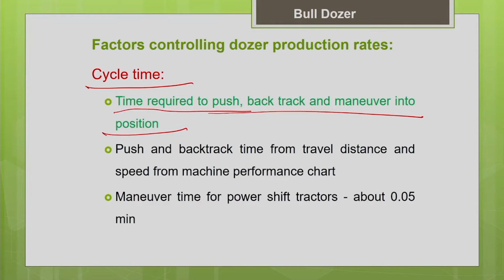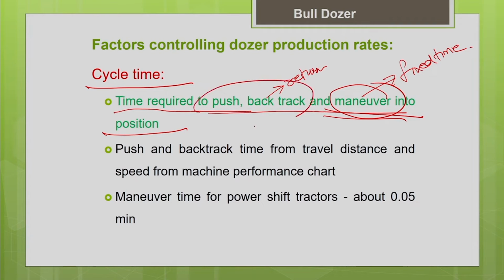So, you are going to cut the earth, push the earth, dump it at the required place, then backtrack, in the sense you are going to return back to the original position where you want to do the dozing operation again. And the other thing is maneuvering, in the sense whatever adjustments you do, like accelerating or decreasing the speed, changing the gear. The time needed for changing the gear, all those things come under the maneuvering. So, we call this fixed time. Your push and backtrack is called variable time.